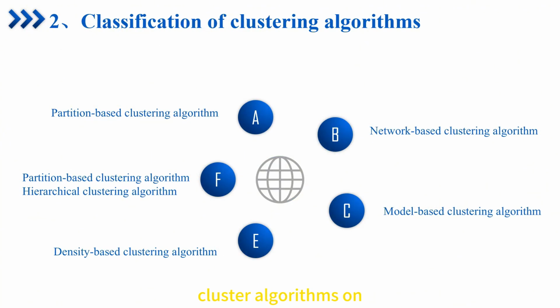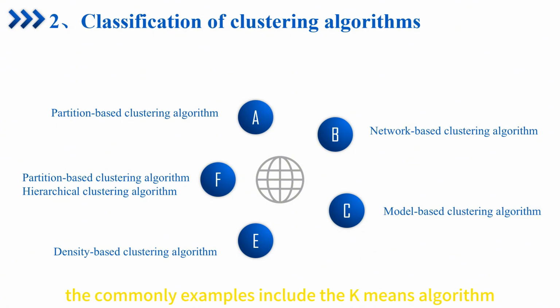Cluster algorithms are unsupervised learning algorithms used for classifying samples with unknown labels. There are 5 basic types of cluster algorithms. The first type is partition-based clustering algorithm, which divides data into non-overlapping subsets that represent clusters. The common examples include the k-means algorithm.